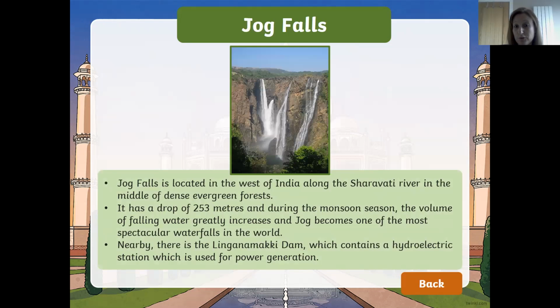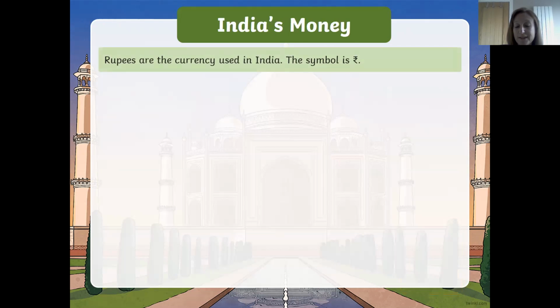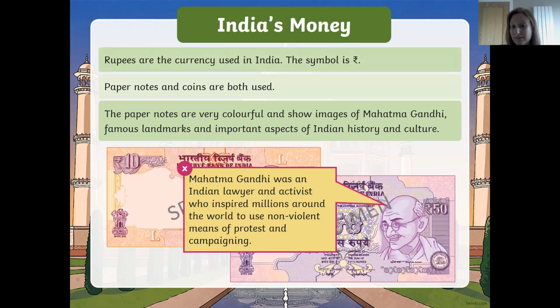Here's a famous waterfall called Jog Falls. It's about 253 meters drop from the very, very top. And obviously in the monsoon season, when it's a lot wetter, the volume of water, that means the amount of water that comes down the side of that cliff there, is very spectacular to watch, which is amazing.